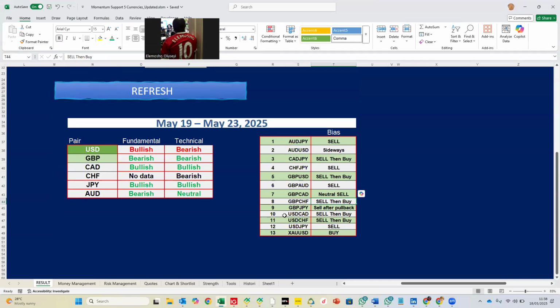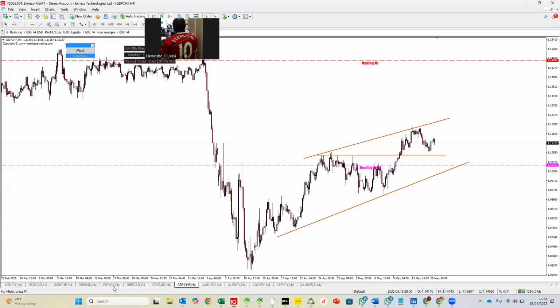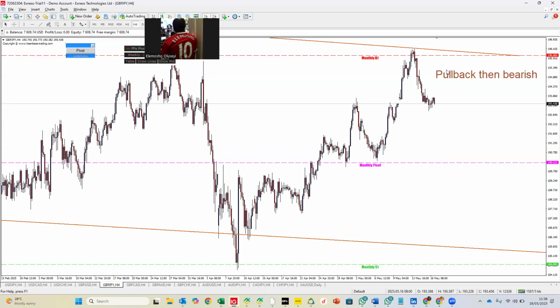Then pound yen. For pound yen, I'm expecting some pullback first. So when that pullback happens, I'm looking forward to selling that pullback, since yen is expected to be stronger compared to every other pair this week. When pound becomes very weak, this pullback may happen, and then when yen becomes very strong, we are going to be taking it all the way down to this level. So pound yen is one pair that I'm really going to be looking forward to trading this week.